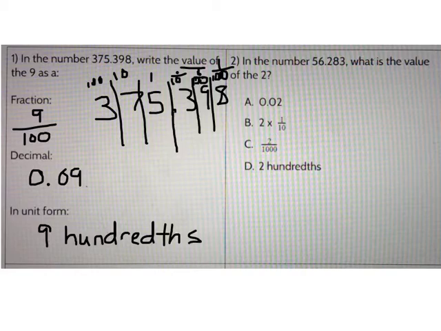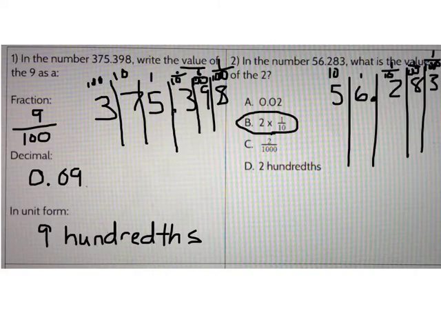Now you try one. In the number 56 and 283 thousandths, what is the value of the 2? Make sure you put your number into a place value chart first. The 2 is in the tenths place, 1 right behind the decimal. So the only answer that is equal to 2 tenths is 2 times 1 tenth, or B.